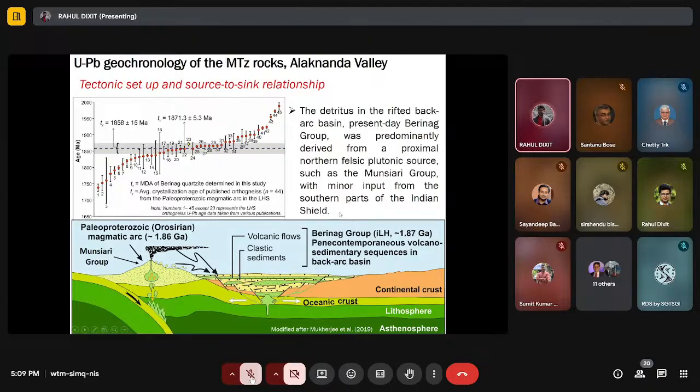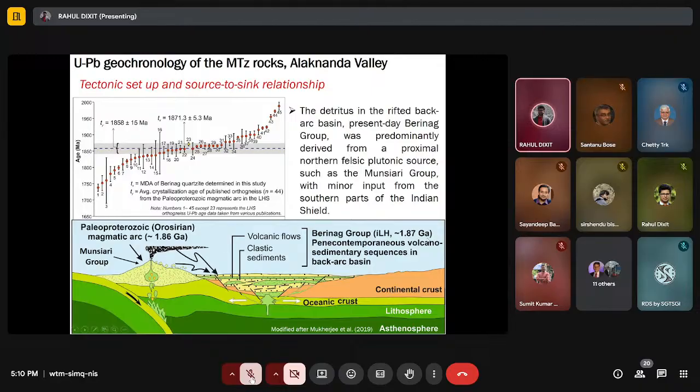There have been reports of input into the rifted back arc basin from the southern part, that is from the Aravalli or Bundelkhand craton also. But we are not denying that the input was also from there. Based on the results that we have got here, low roundness, unimodal age distribution, and the similarity between the maximum depositional age and the true depositional age, it indicates that the source of the Berinag group was somewhere near the region, possibly the Munsiari group gneiss.